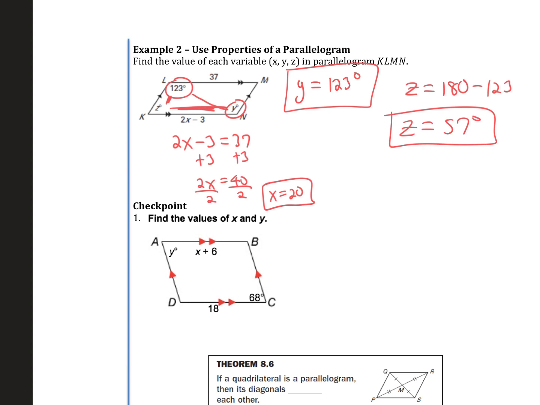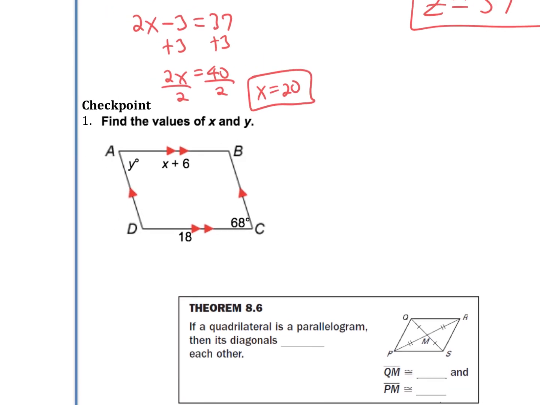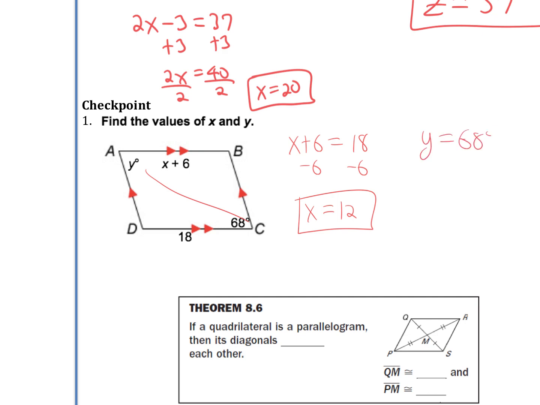Okay, why don't you guys go ahead and do the checkpoint? All right, sounds good. So we have this one here. We have opposite sides are congruent, so we know x plus 6 equals 18. Subtract 6. X equals 12. And we know that y is across from 68, and opposite angles are going to be congruent. So y is going to equal 68 degrees.